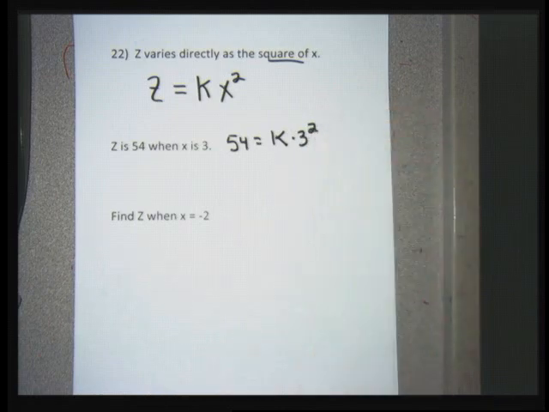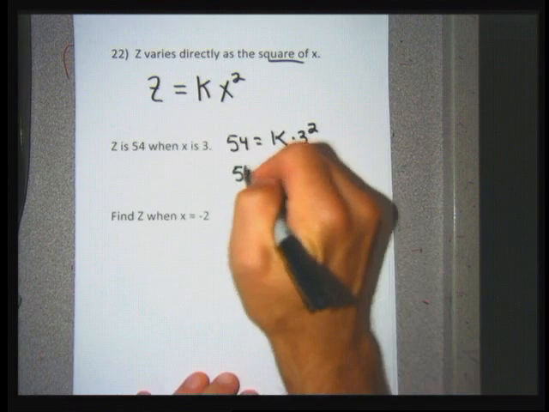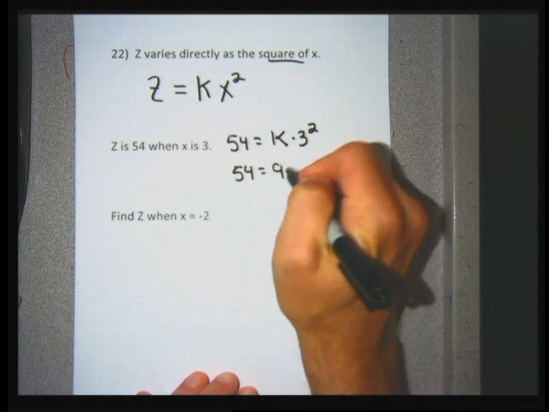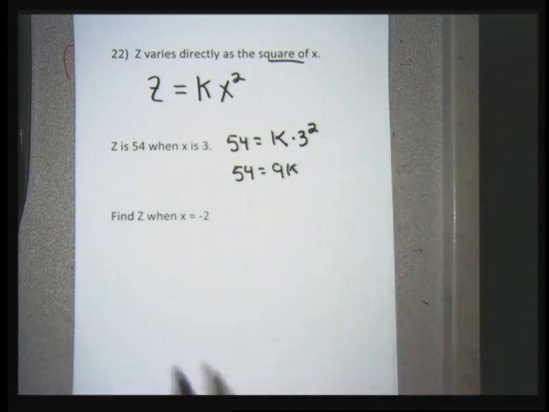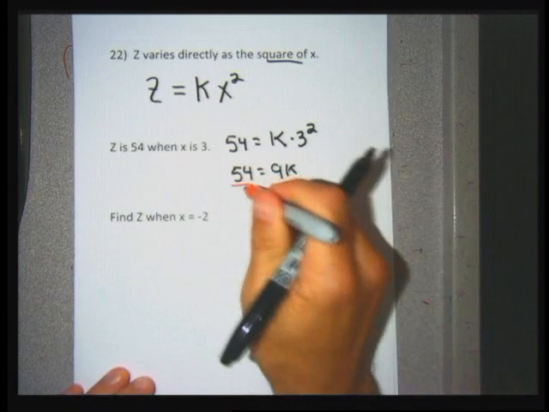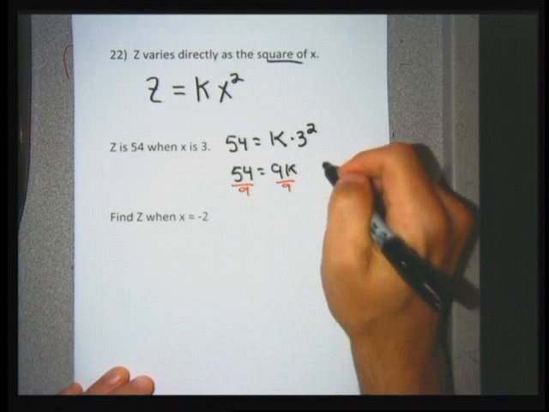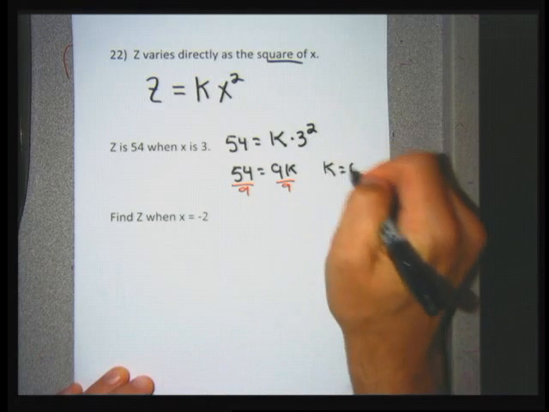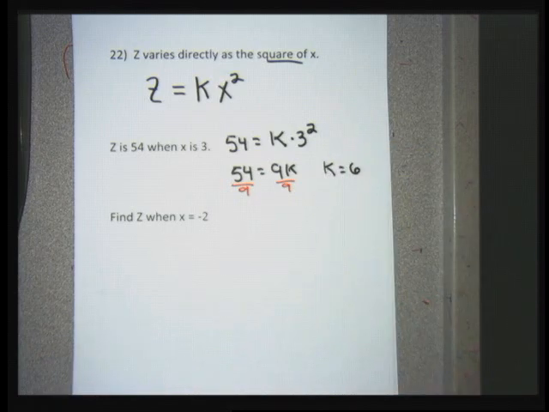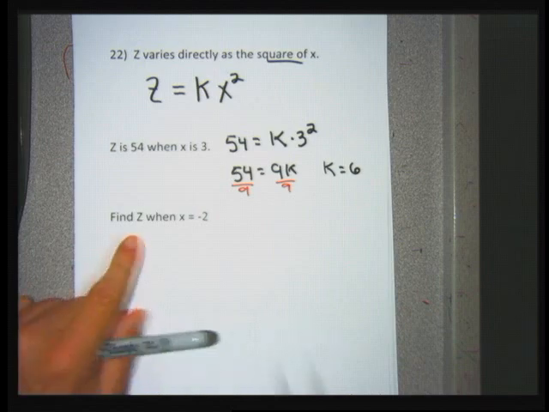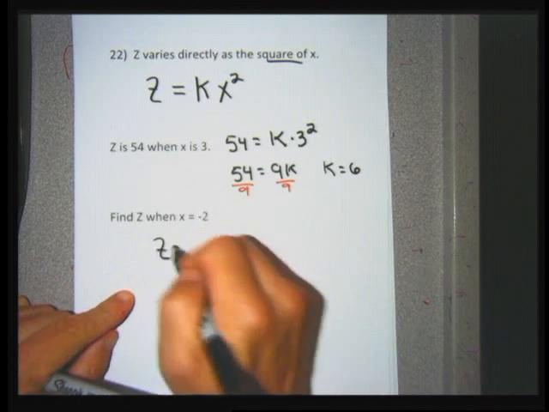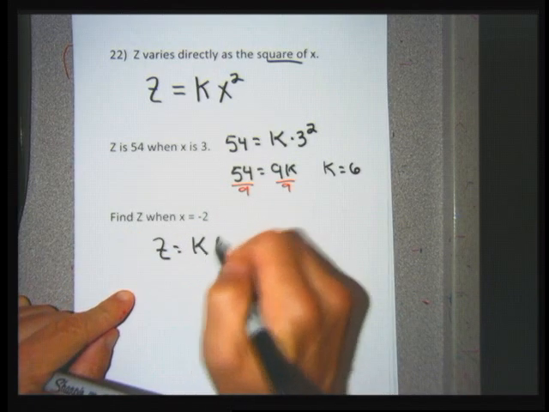So I get 54 equals k times 3 squared. 3 squared is 9, so I get 54 is 9k. Divide both sides by 9. And the second sentence leads me to k equal to 6. Now I'm going to answer the question. It says find z when x equals -2.